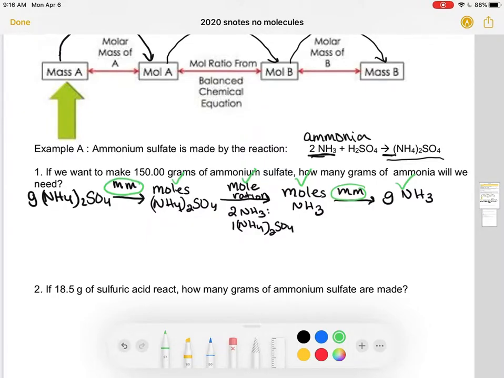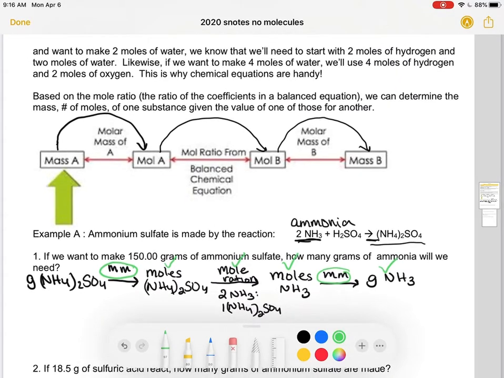Okay, so I didn't leave myself a lot of room down here, but I'm going to figure out my molar masses up here, up a little higher. Okay, so I'm going to do that in black. So the molar mass, I'm going to start with the easier one of NH3.